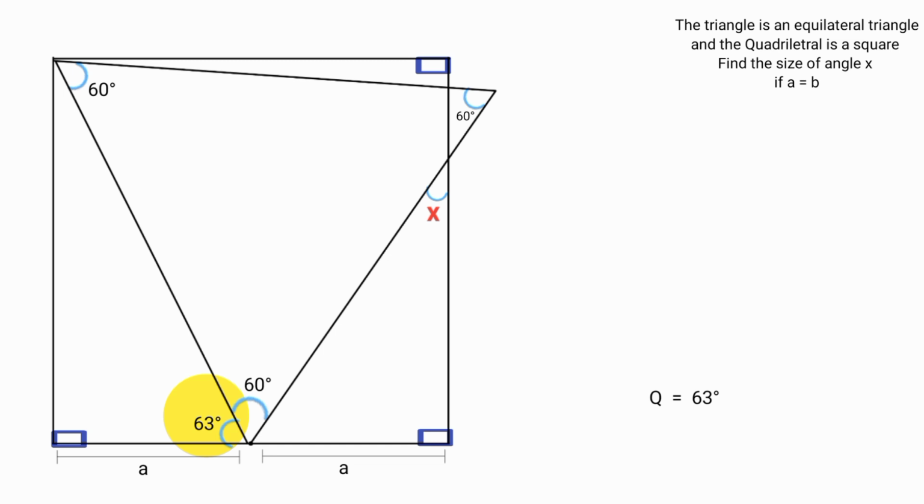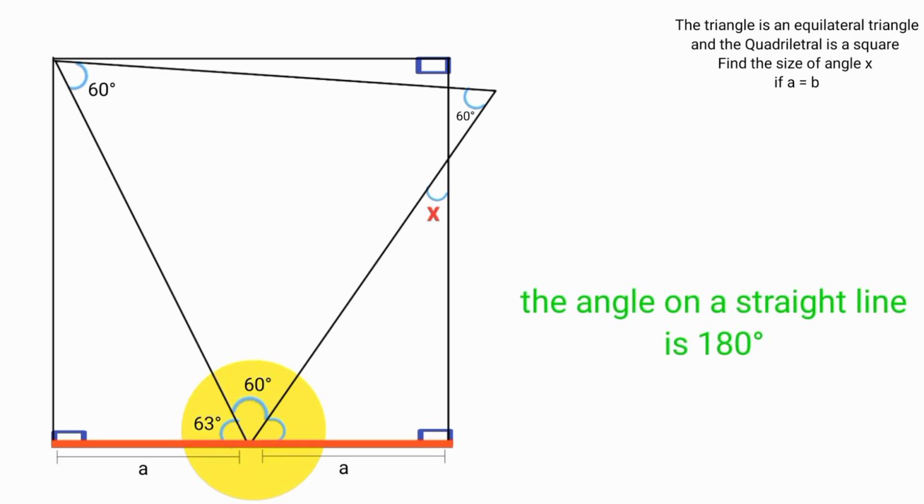Substitute here. So now if you look, this angle, this and this are also lying on the same straight line. And we know that the sum of angles on a straight line is also 180 degrees. So since this 63 degrees and this 60 degrees, this must be 180 degrees minus 63 degrees minus 60 degrees, which is 57 degrees.